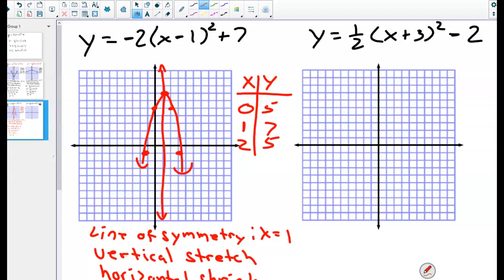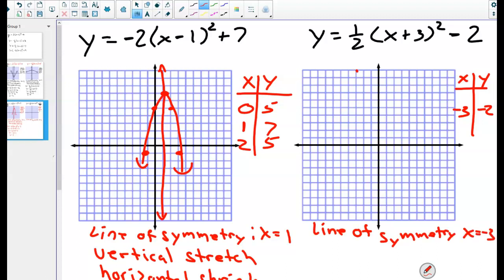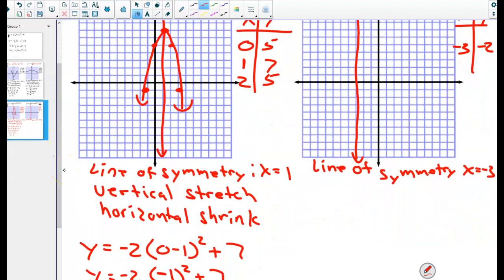The second one, my vertex is negative 3, negative 2. Okay? Which means my line of symmetry is x equals negative 3. Okay? Since that number in front of the parabola is less than 1 but greater than negative 1, we have vertical shrink and horizontal stretch.